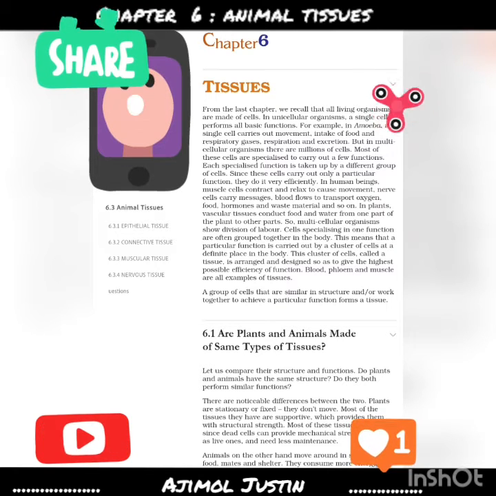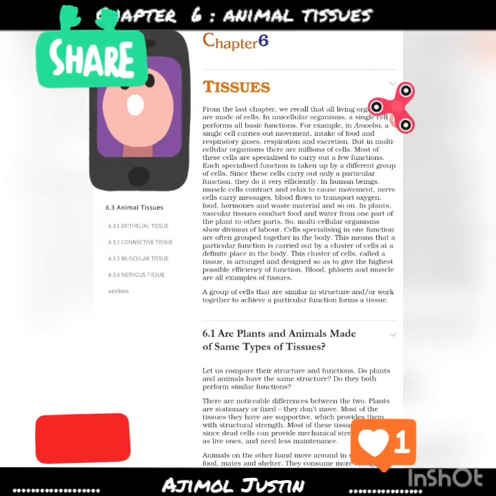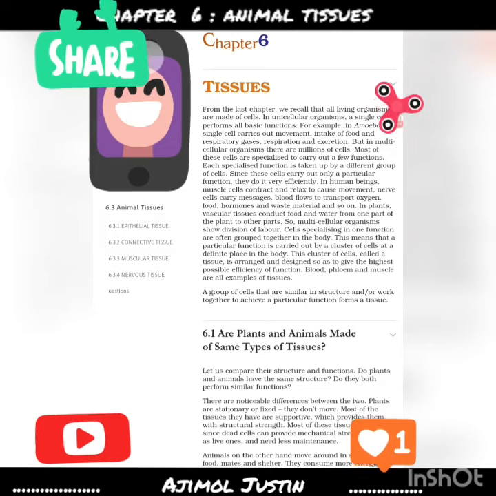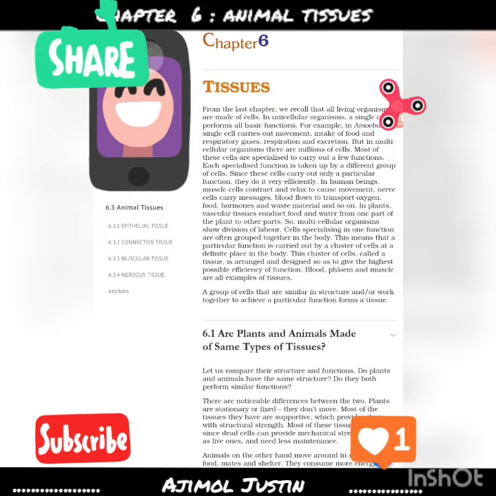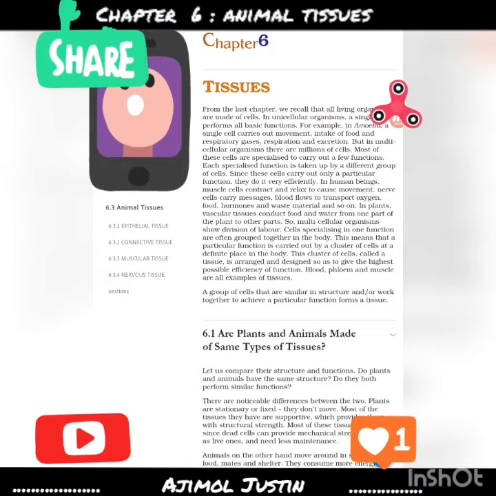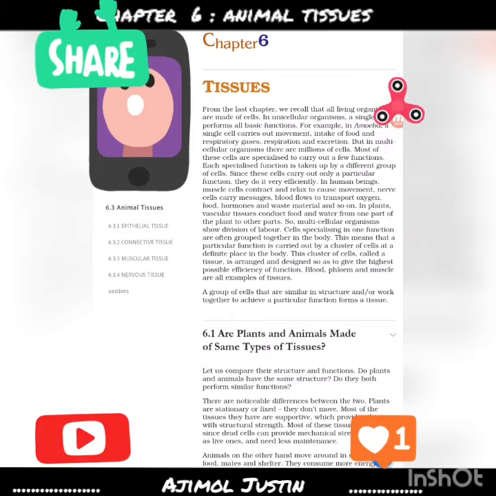Tissues are of two types, plant tissues and animal tissues. And among plant tissues, you have learned about meristematic tissues and permanent tissue. Now today we will be learning about animal tissues. So in animal tissues, mainly 4 different types of tissues come. They are epithelial tissues, connective tissues, muscular tissues and nervous tissues.